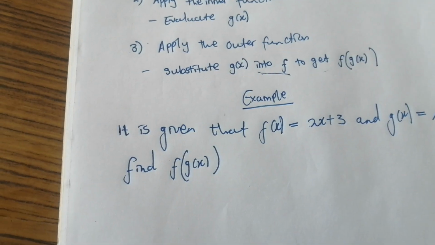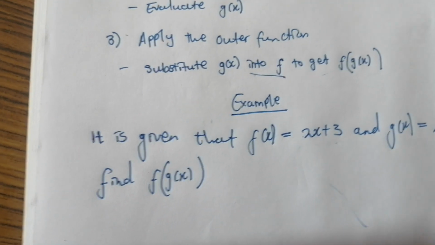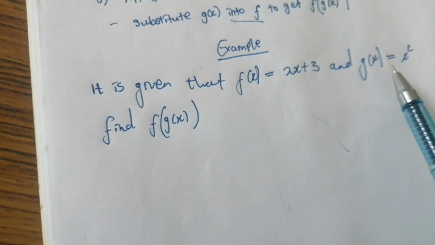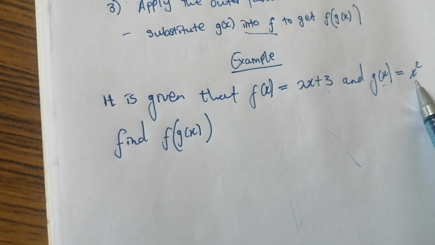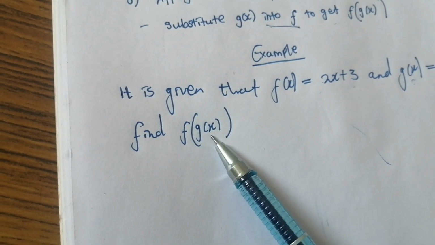Okay, it is given that f of x is equal to 2x plus 3 and g of x is equal to x squared. Find fg of x.